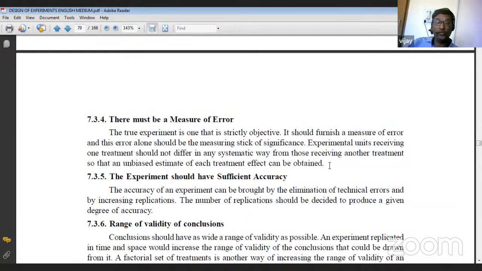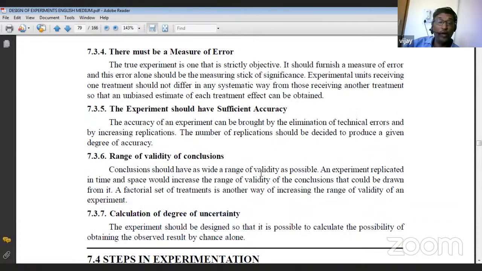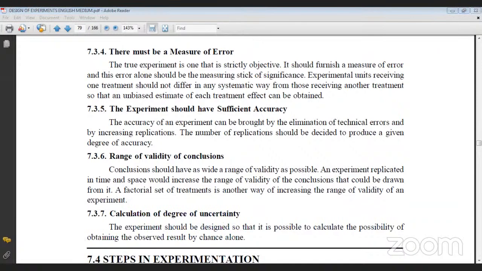The experiment should have sufficient accuracy. The accuracy of an experiment can be increased by the elimination of technical errors and by increasing replications. The number of replications should be decided to produce a given degree of accuracy, range of validity, and conclusions. Conclusions should have as wide a range of validity as possible, and experiments replicated in time and space should be increased. This is the range of validity and the conclusions that could be drawn from it.